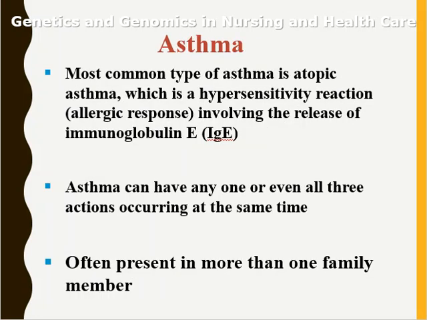So the most common type of asthma is atopic asthma, which is a hypersensitivity reaction or allergic response involving the release of immunoglobulin E. And asthma can have any one or even all three actions occurring at the same time. Asthma often presents in more than one family member.